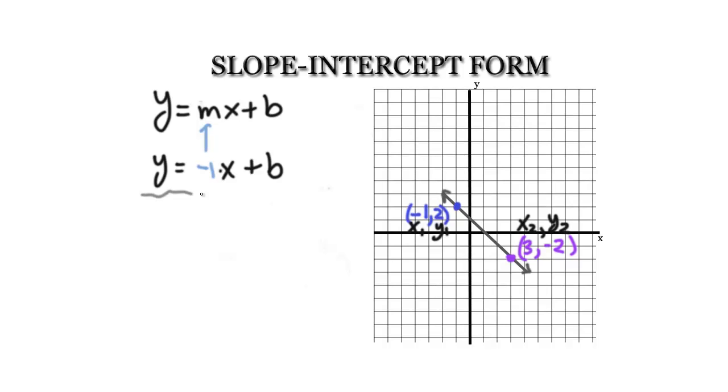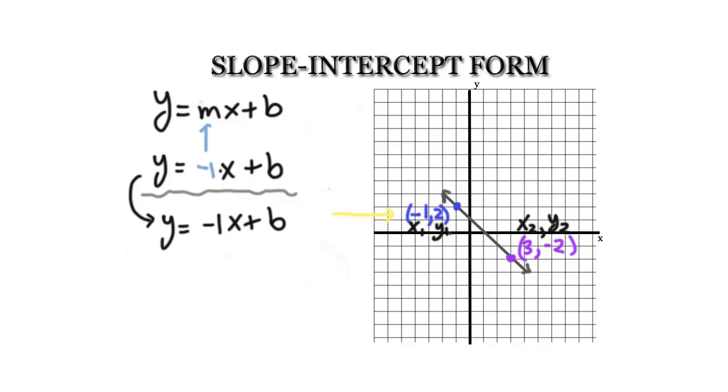Alright, so what we want to do is try to get the b. In order to do that, just pick one point off the line. So I'll pick this point here. I'm going to use this point, negative 1, 2, the x1, y1. So what I want to do is rewrite this equation here, so y is equal to negative 1x plus b. We don't know what the b is. Let's try to figure it out.